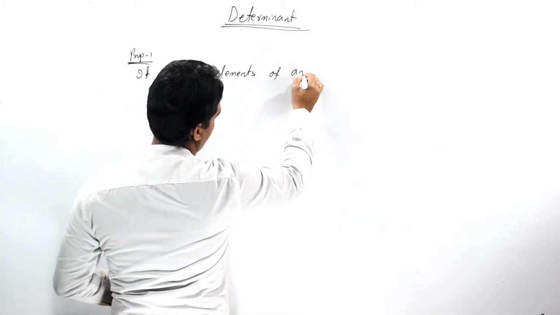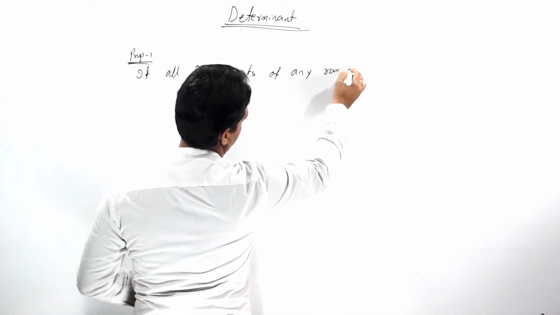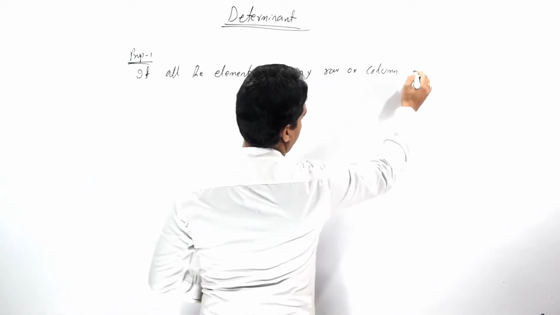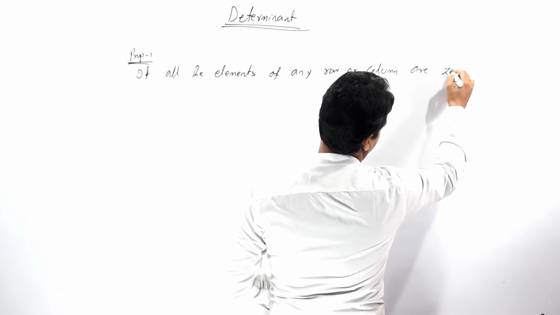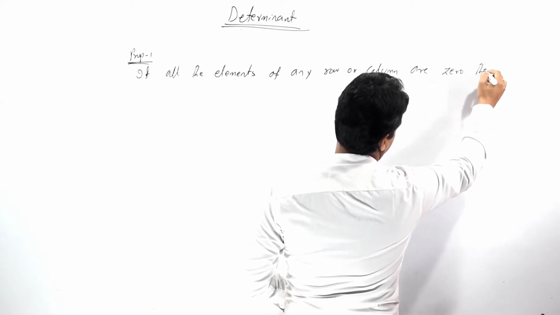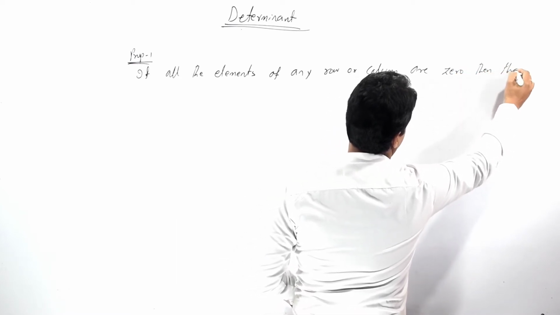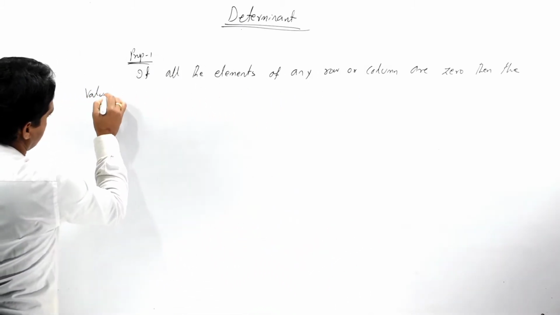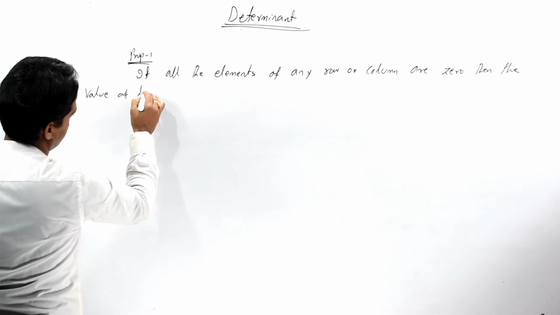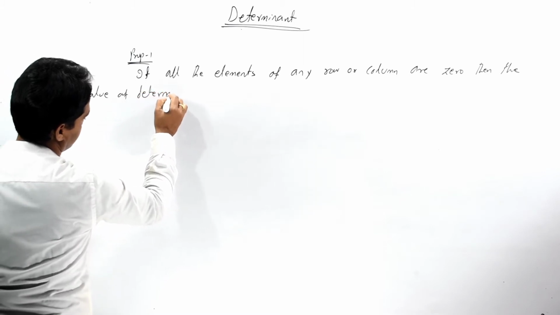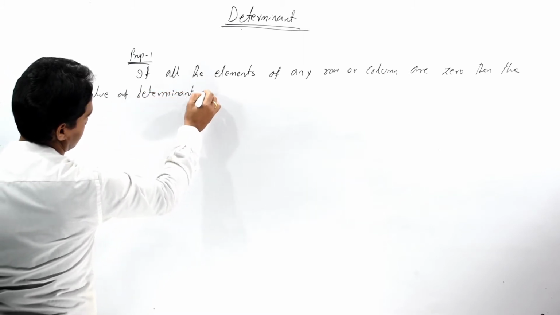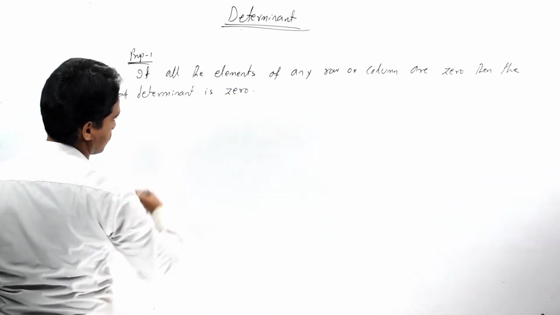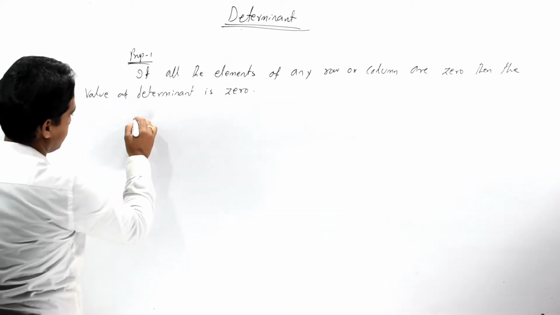if all the elements of any row or column are 0, then the value of the determinant is 0. So let's take an example.